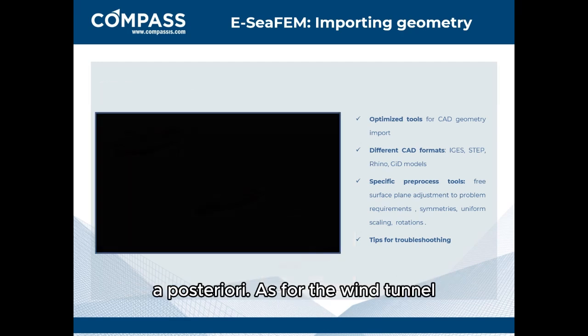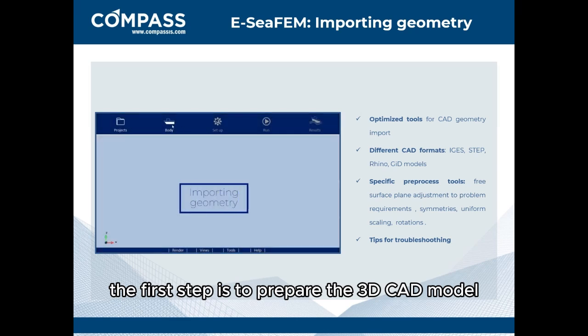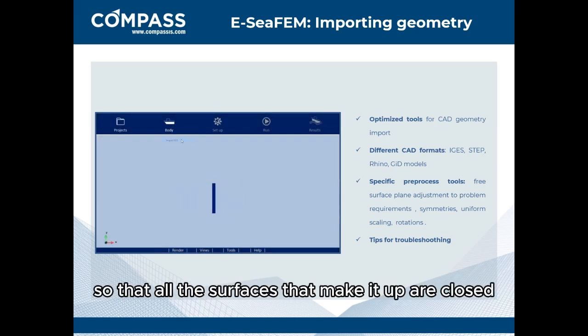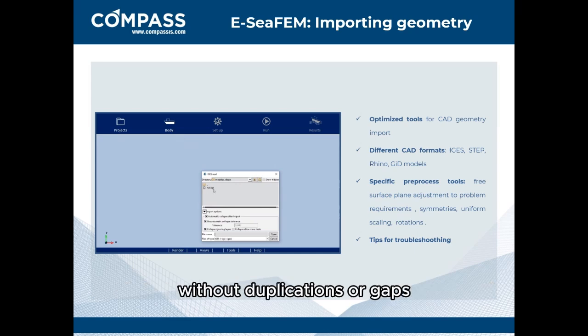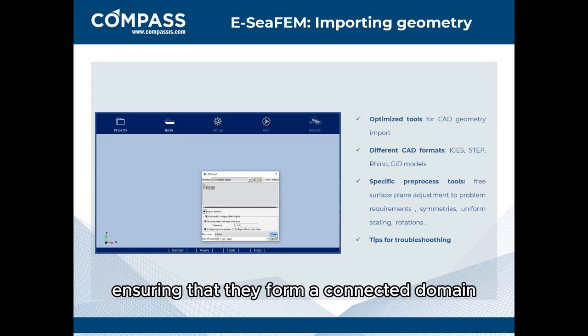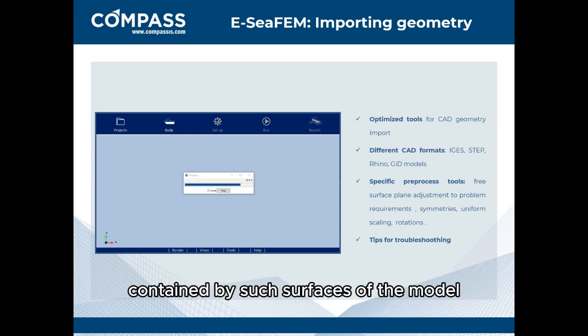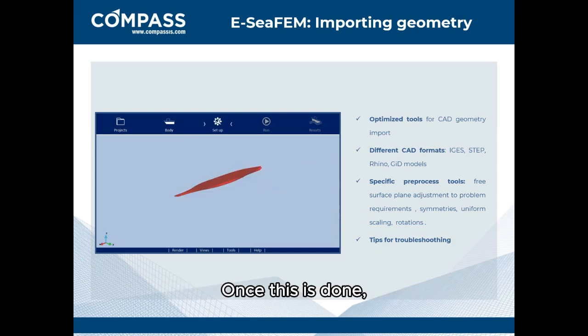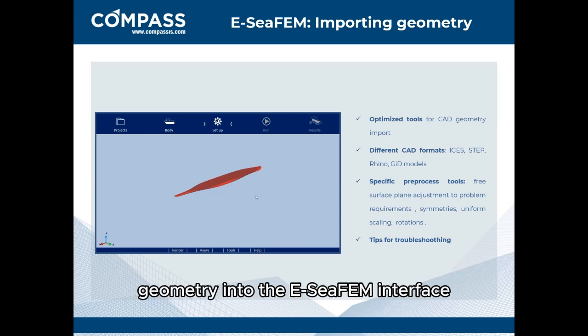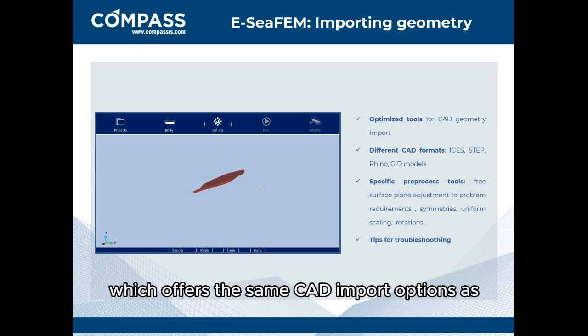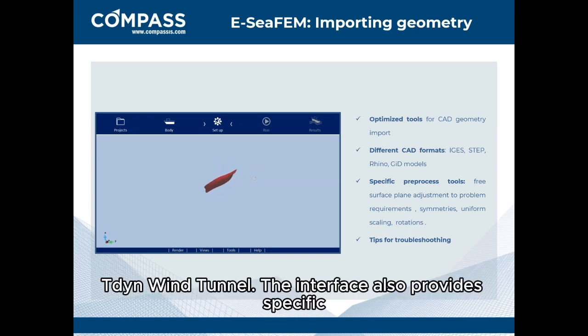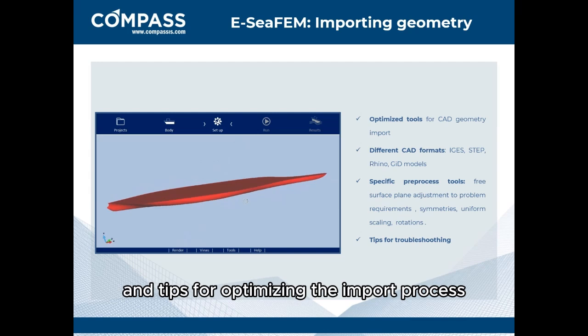As for the wind tunnel, the first step is to prepare the 3D CAD model to be analyzed, so that all the surfaces that make it up are closed, without duplications or gaps, ensuring that they form a connected domain. This can be easily verified by trying to generate the volume contained by said surfaces of the model. Once this is done, the user can proceed to import the model geometry into the E-SeaFEM interface, which offers the same CAD import options as Tdyn WindTunnel. The interface also provides specific detailed instructions and tips for optimizing the import process.